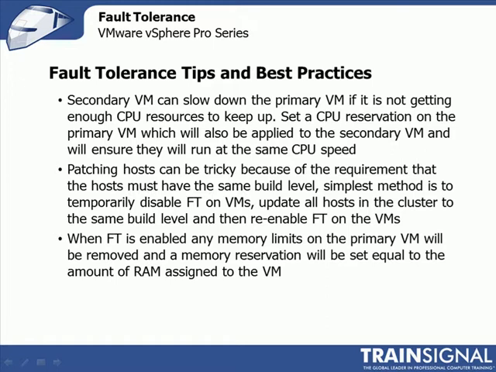If the secondary VM slows down to the point that it will severely impact the performance of the primary VM, then fault tolerance between the two will cease and a new secondary will be created on another host.